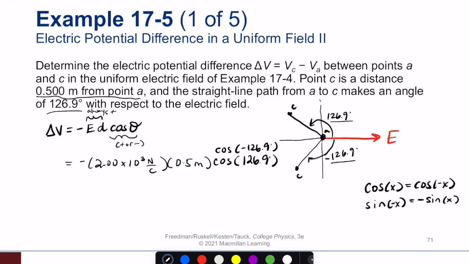So what you're going to see is that regardless of whether you put in 126.9 or negative 126.9, you're going to get the same answer. So what is that answer? Let's get the calculator.